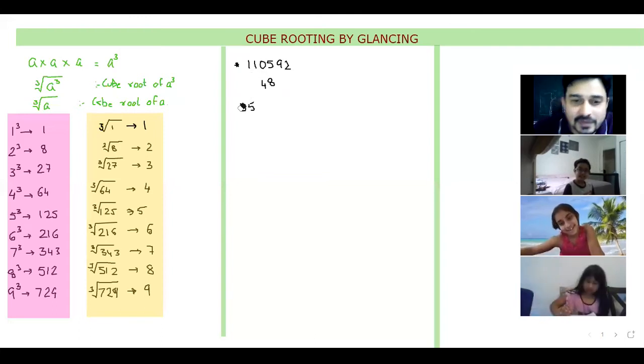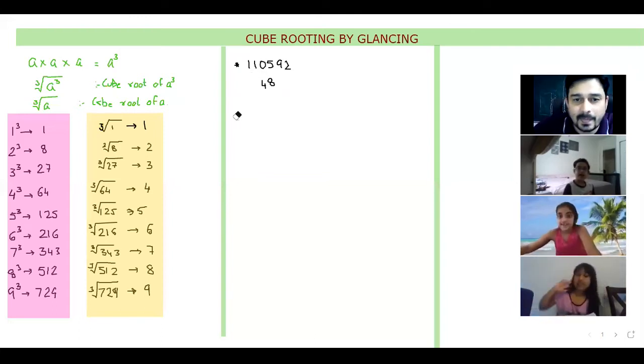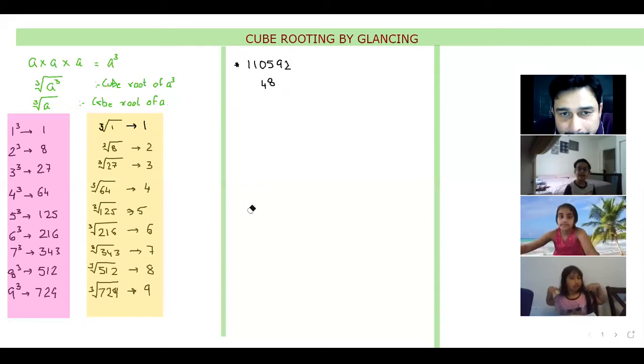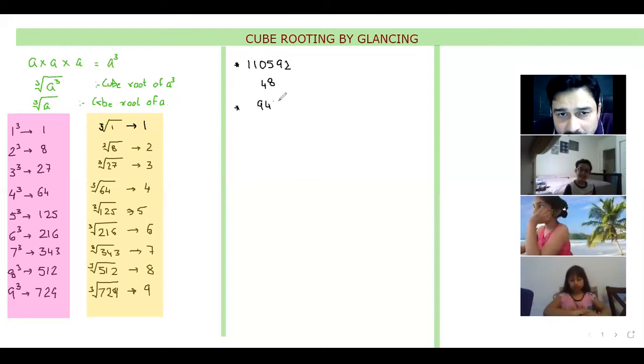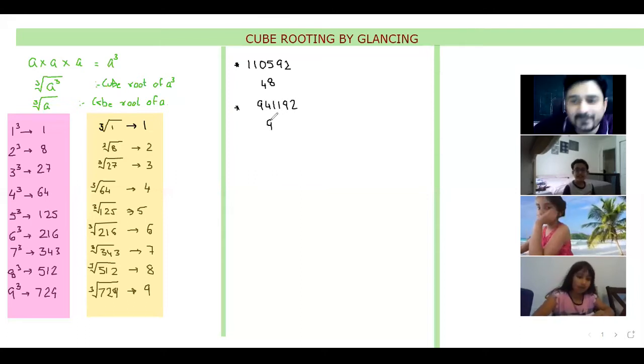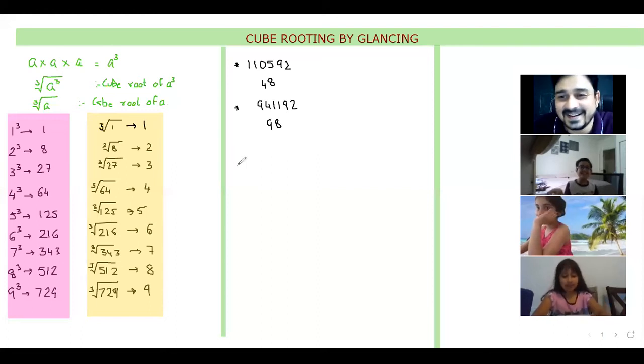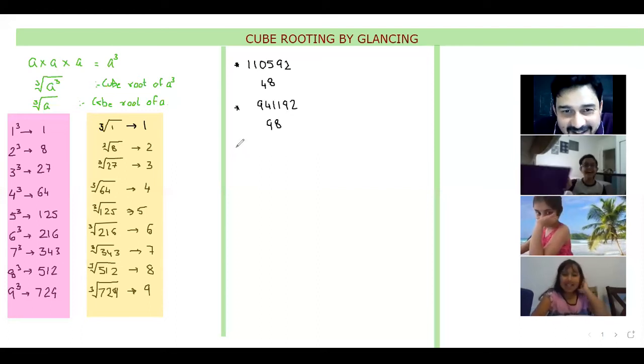My number is 941192. Please repeat once again. 941192. Your number was 98. Okay. Next number.